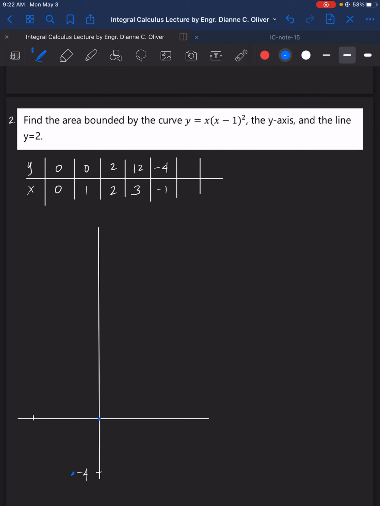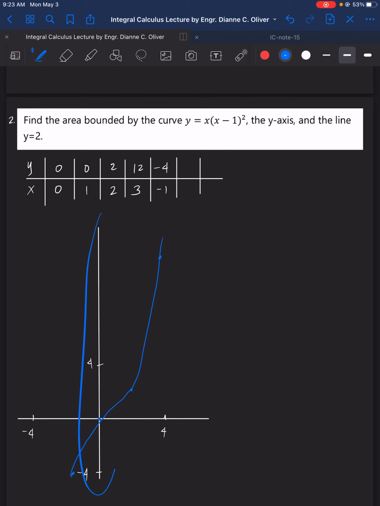So if this is 4, negative 4, therefore 2 will be here. And then 3, 12. So where is the boundary? This is the curve, right? The blue line is the curve.